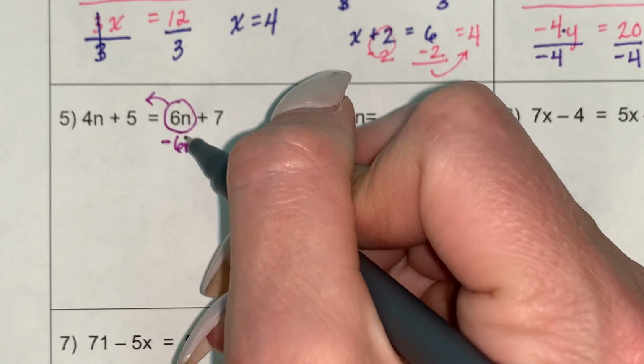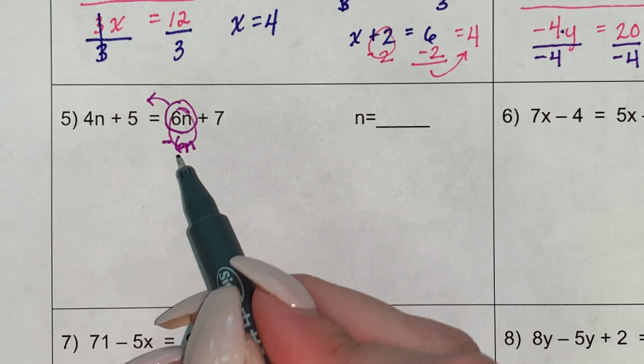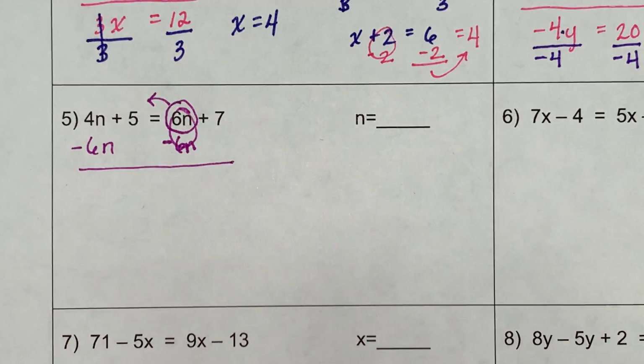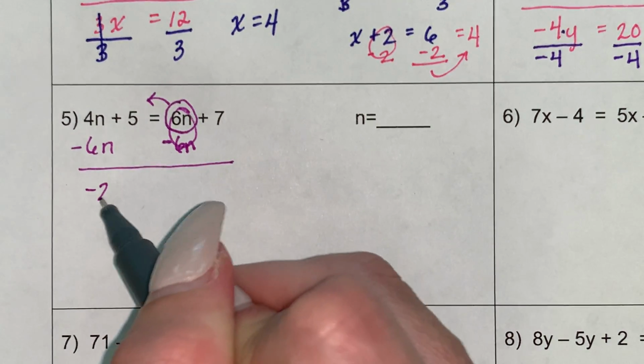Because 6n minus 6n is just 0. But if I did minus 6n here, I also have to do minus 6n over here. So 4n minus 6n is negative 2n.